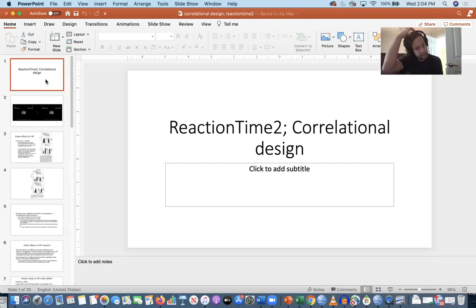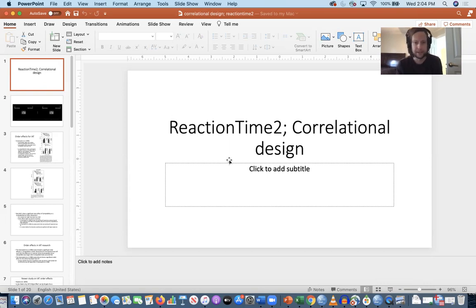So the plan for today, I'll talk about reaction time 2, which is an implicit bias study once again. I'm also going to talk a tiny bit more about the implicit association test. There were some things last time that I wanted to touch upon in a tiny bit more detail, related to order effects in the implicit association test.